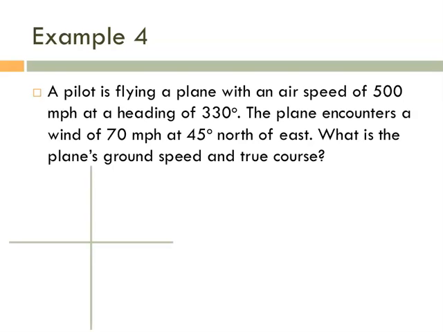All right, let's start off by drawing what we have. The pilot's flying a plane with an airspeed of 500 miles per hour at a heading of 330 degrees. Let's start by drawing a heading angle of 330 degrees. So 330 degrees puts us in quadrant 2 over here, right? Because it's a heading angle, we start with the positive y-axis and rotate clockwise. That puts us in quadrant 2 there.